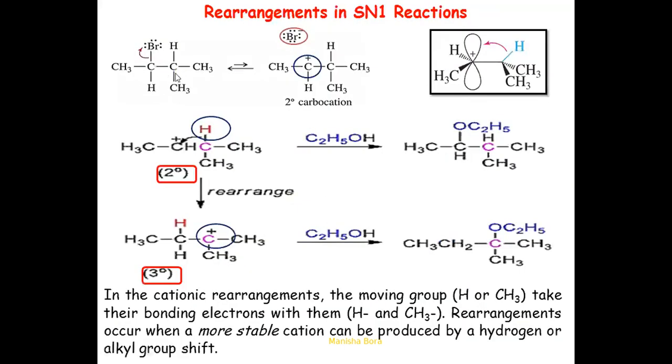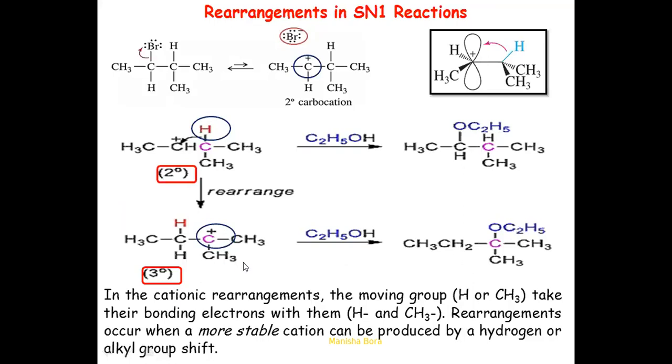So if we take this example, Br goes as a leaving group, you get a carbocation. This carbocation has the empty orbital. This empty orbital is used to take the pair of electrons and shift this hydrogen from this carbon to this carbon. If it is shifted, you get a stable carbocation. A secondary carbocation is converted into a tertiary carbocation, and then ethanol will react with this to give a rearrangement product.